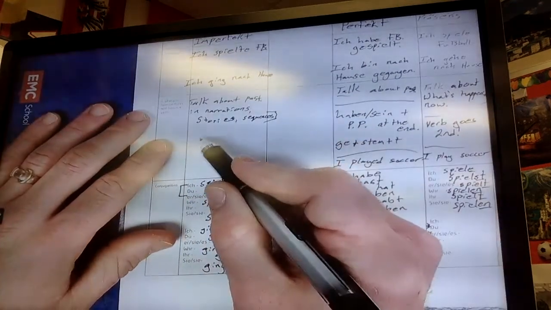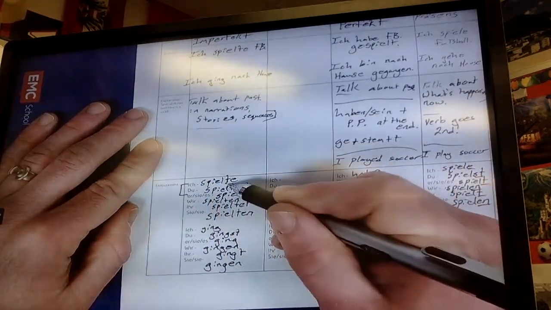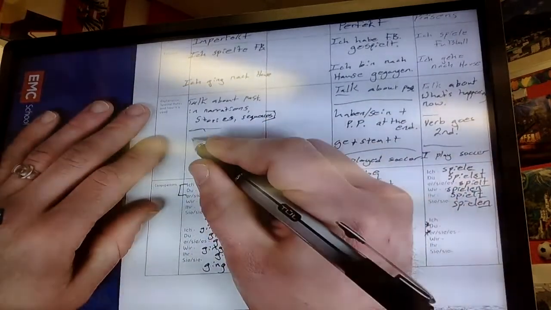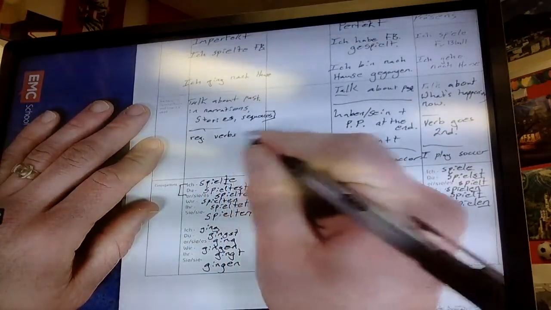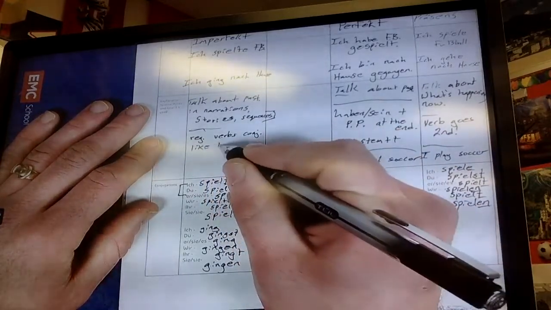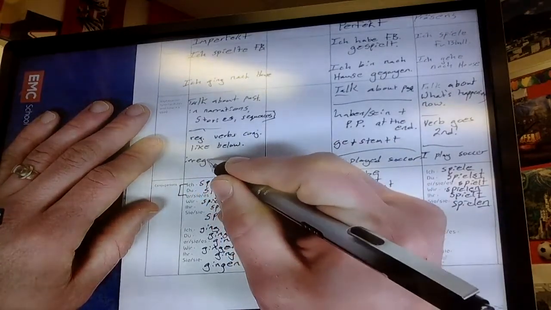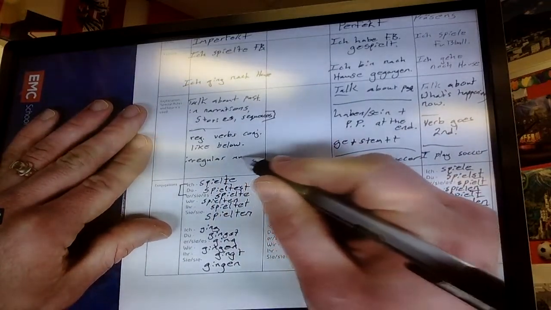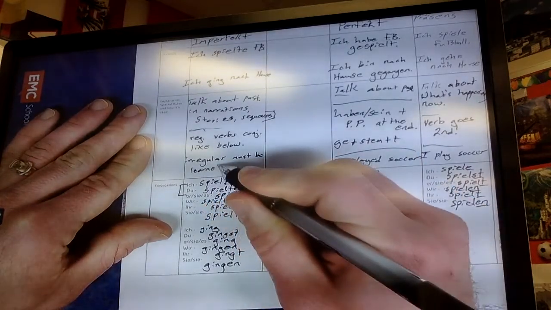And how it's used, basically we need to focus on our conjugation. Regular verbs conjugate like below. Irregular must be learned, looked up.